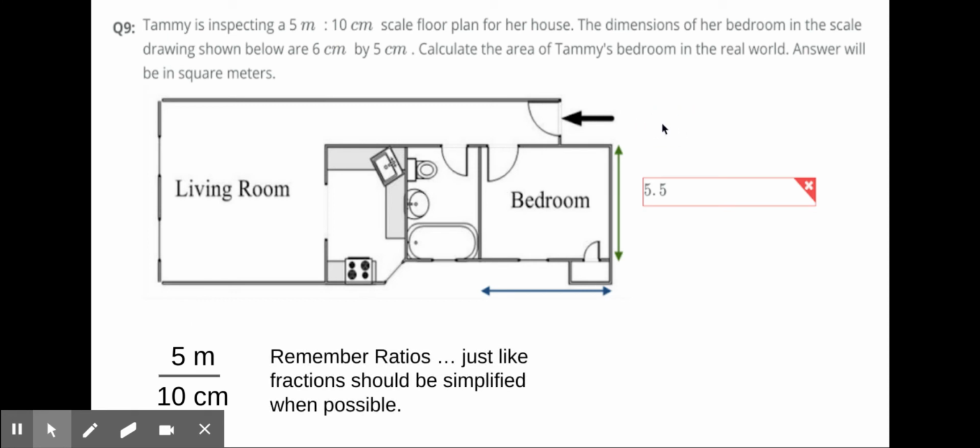Remember, ratios, just like fractions, should be simplified when possible. So if we have 5 meters over 10 centimeters, well, guess what? We simplify it, and so thus our new scale is 1 meter equals 2 centimeters. Again, don't overcomplicate the system if you don't have to. So there's our scale. That's our big thing right there. That's the starting point. If we want to find this room, the bedroom, we got to start with our scale.